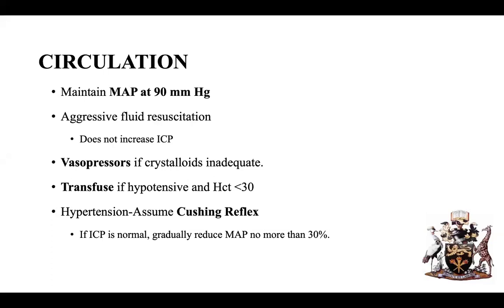So you want to do aggressive fluid resuscitation if it's because of hypovolemia, and sometimes you are forced to use vasopressors like norepinephrine and epinephrine to maintain the MAP to allow for cerebral perfusion pressure. HB transfusion you can do if HB is below 10, and if you have hypertension, you have to remember the triad of Cushing, which talked about hypertension, bradycardia, and Cheyne-Stokes breathing.